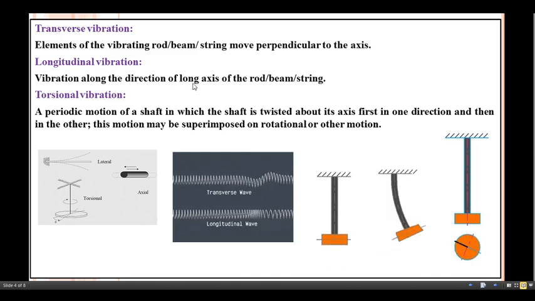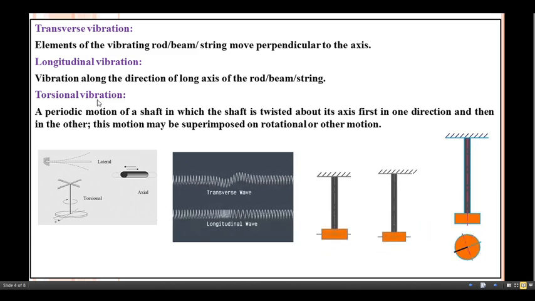Vibration along the direction of the long axis of the rod. Whatever the vibrations of this one, they come exactly parallel with the axis of the rod. This is known as longitudinal vibration or parallel vibration. The same case with the help of this spring: the waves come parallel with each other. So this is the case related to longitudinal vibration.